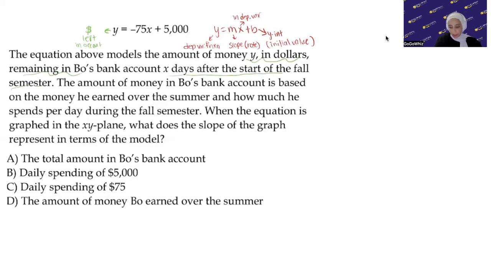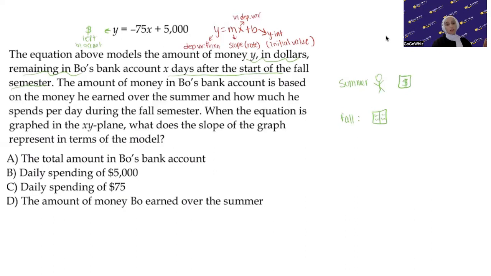So here's what's going on. This person, Bo, works in the summer, makes some good cash, but then during the school year, he's just going to school. He's not working. So this is in the summer, and then in the fall, right? That's why they're saying x is the number of days once fall started. So it's saying the amount of money in Bo's bank account is based on the money he earned over the summer, and the amount left in his bank account depends on whatever that is.